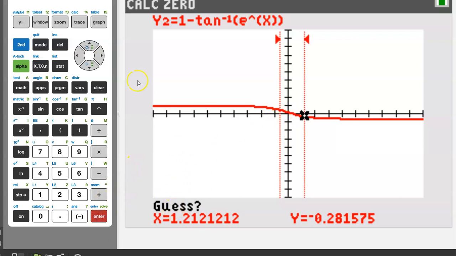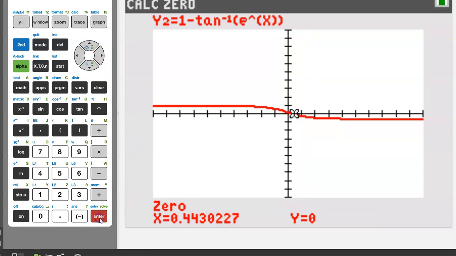So now it's asking for a guess. So just move close to where it appears to touch. The exact position doesn't matter. And hit enter. And here it is. This is the value of t at which the velocity is 0. 0.443.